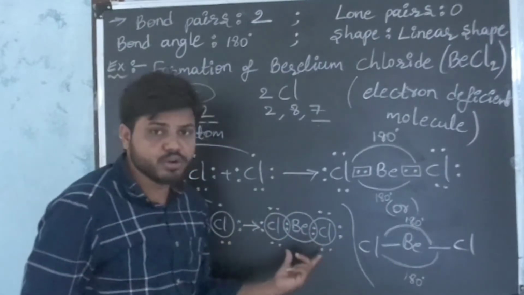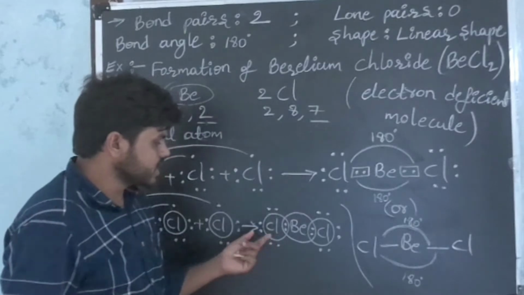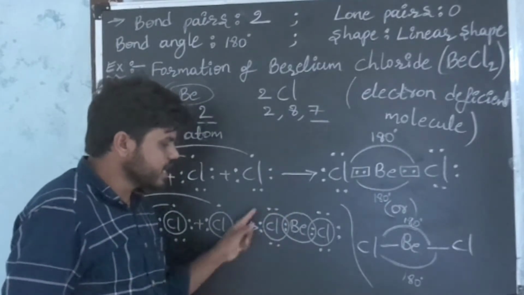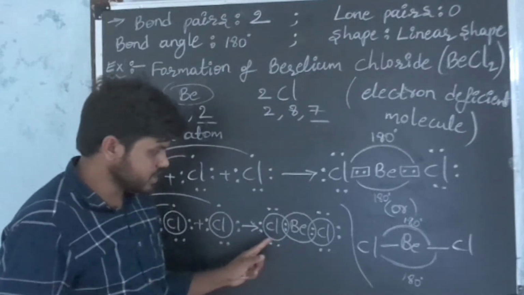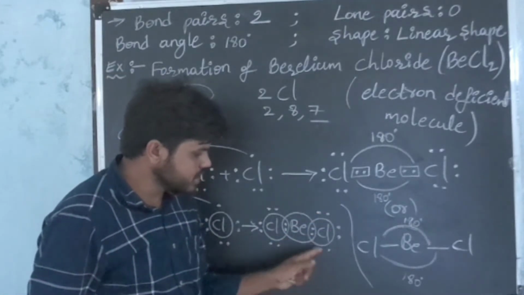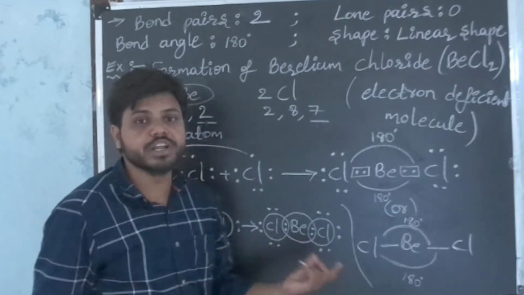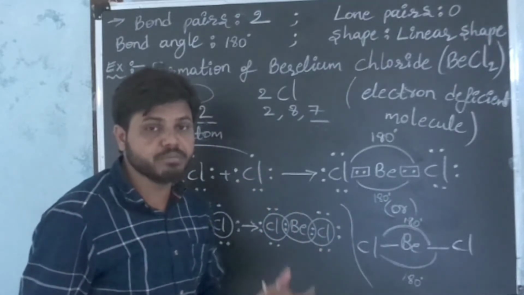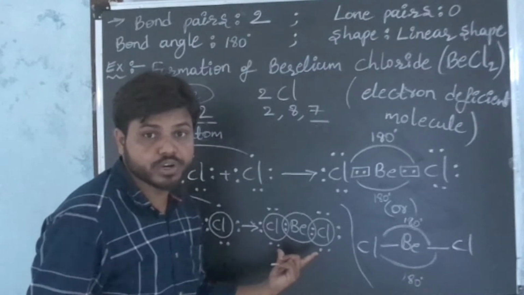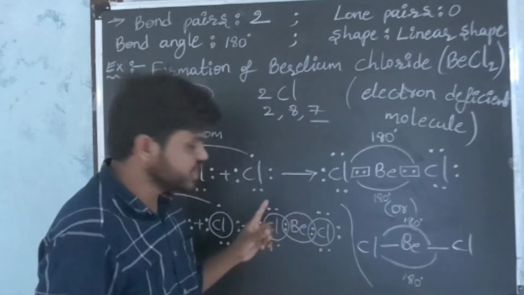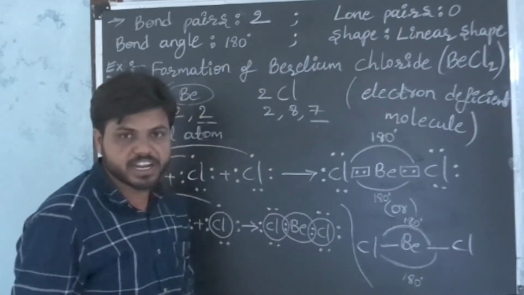By looking at the structure, we can say chlorine possesses 8 electrons, 2 plus 2 plus 2 plus 2, and here also chlorine possesses 8 electrons. Each chlorine gets an octet configuration by sharing 1 electron with the beryllium atom.